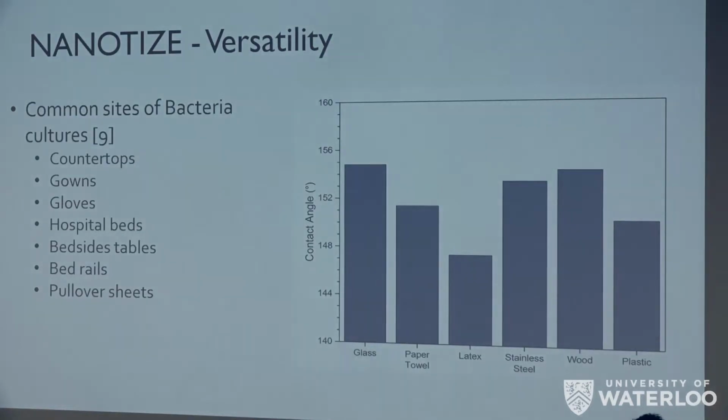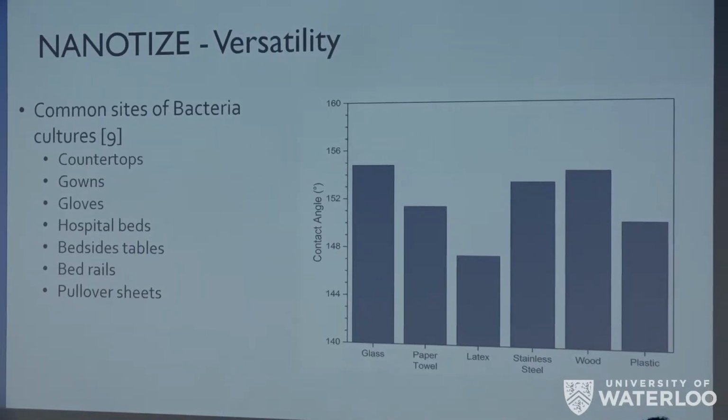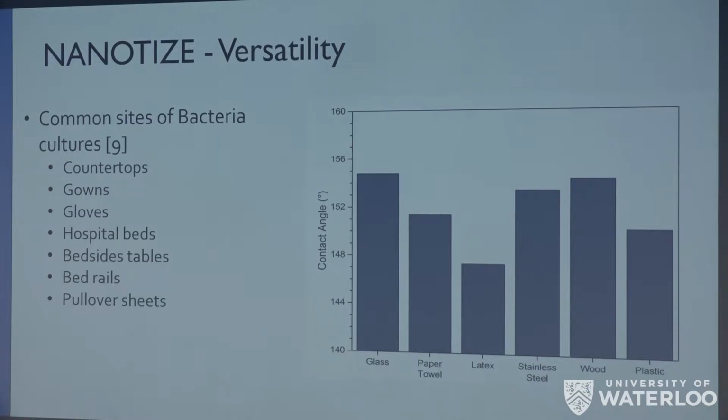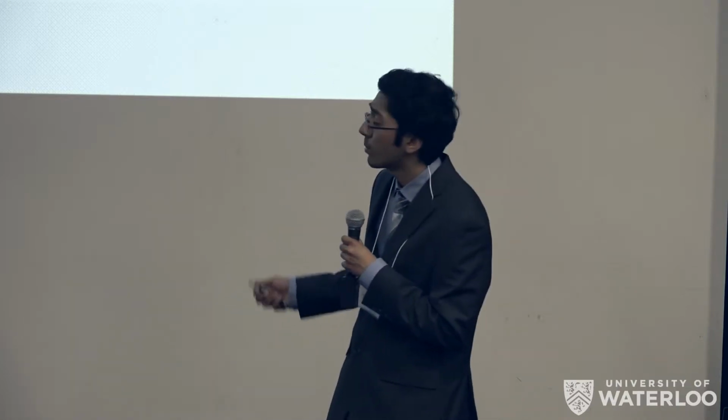Now, in a hospital setting, there's many areas where contamination, bacterial adhesion, and growth can occur, such as experimentally inoculated tabletops, the gloves worn by the workers, but also sites very close to the patient, such as bed sheets, bedside tables, the bed rails. But since our coating can be applied to such a wide array of substrates, we have the potential to effectively eliminate all the common sources of bacterial adhesion and growth.